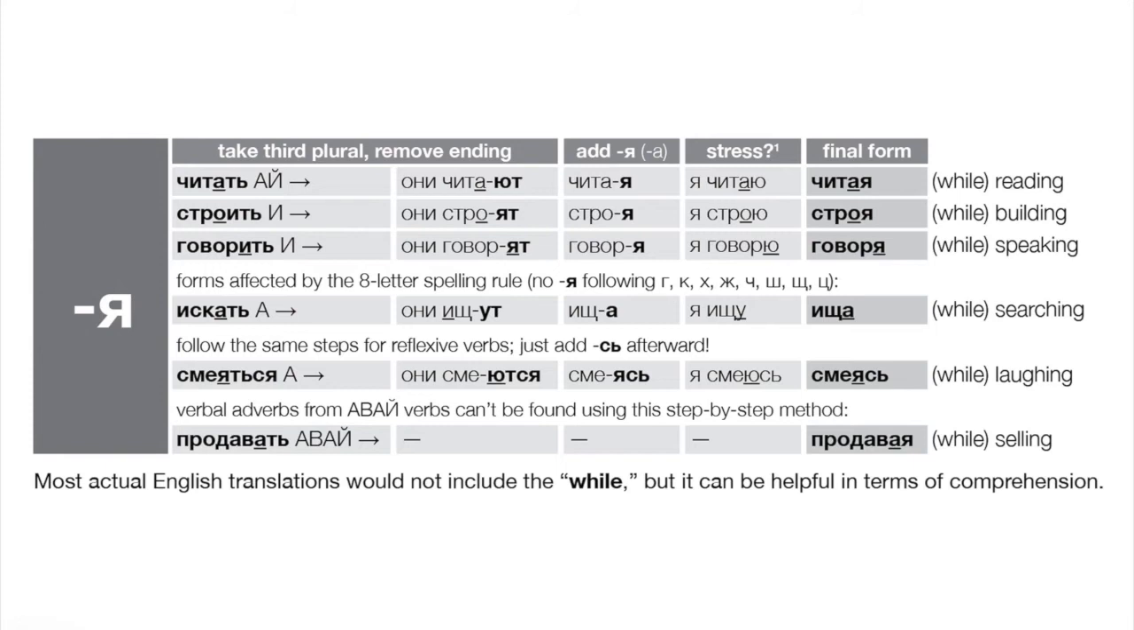Now, reflexive verbs, for the most part, we're doing the same thing as always. We're simply adding the reflexive particle onto the end of whatever verbal form we're using. Same thing is true here. Смеяться, смеются, we drop the ют, we add я, and because that's a form ending in a vowel, we add simply soft сь, and we get смеясь, while laughing.